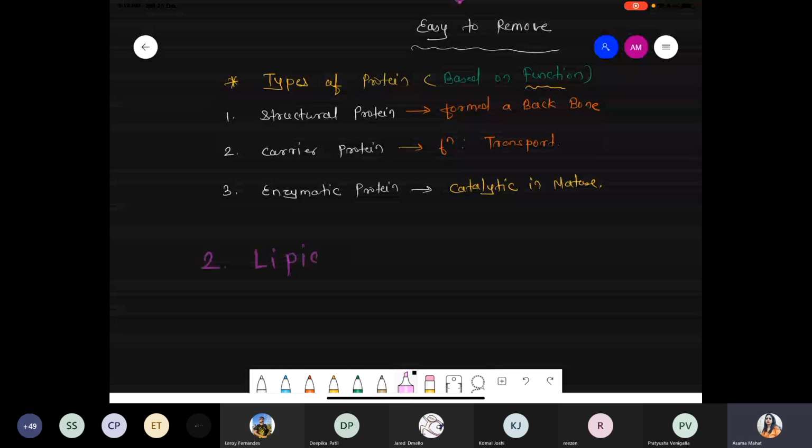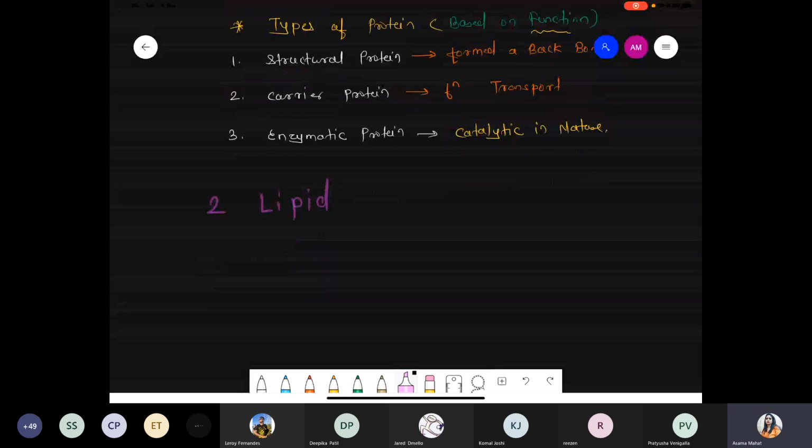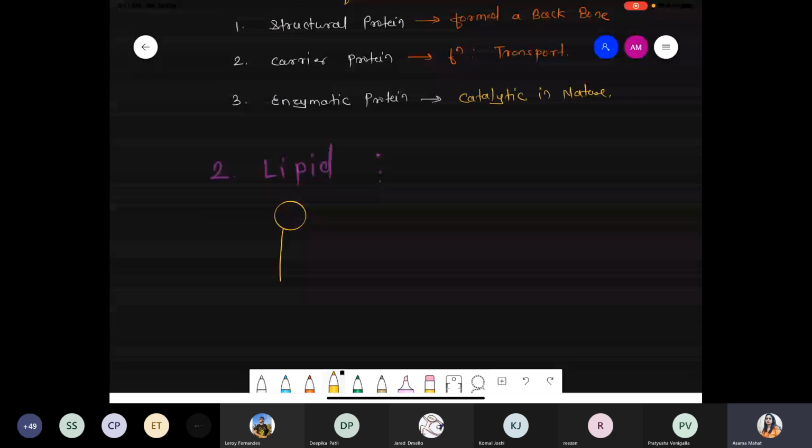Second component, that is lipid. I hope you remember, we already discussed this part in Kingdom Monera. Whenever we are talking about the lipid, it has the head portion as well as the tail region, head and the tail. So this part basically is called the head of the lipid, and the lower part is called the tail of the lipid.